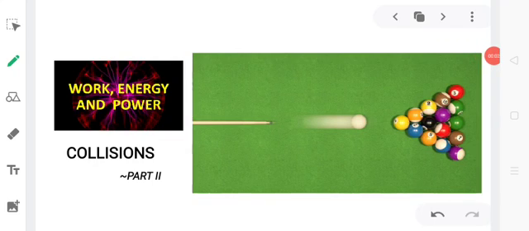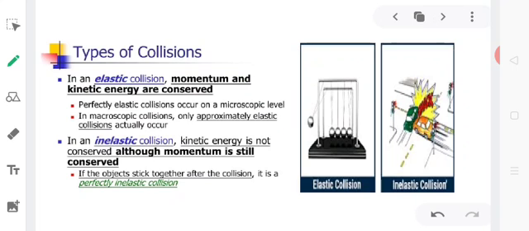Welcome back students to the second part of the chapter Work, Energy and Power, topic collisions. In our previous session on this topic we had discussed the different types of collisions. I told you that in an elastic collision, momentum and kinetic energy are conserved.